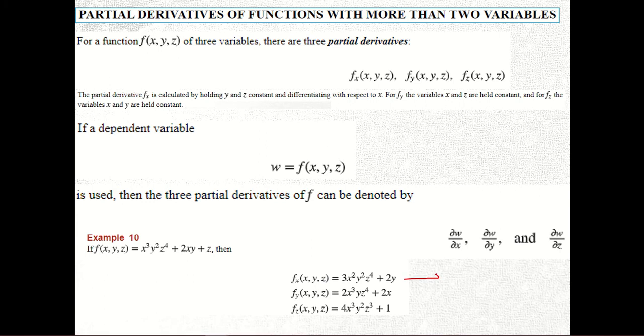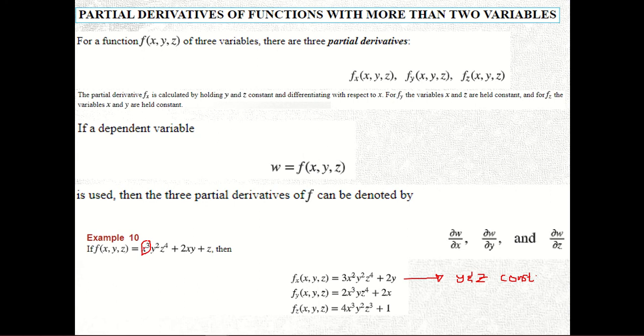All right, so we hold y and z as constants. So for the result, for the first term, y and z are constant, so y squared z to the fourth is constant, so we just take the derivative of x cubed.